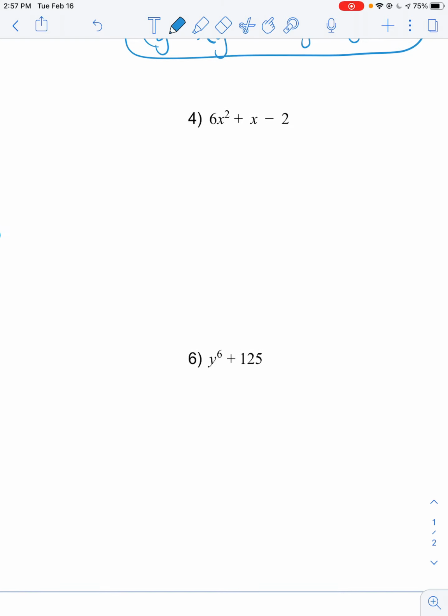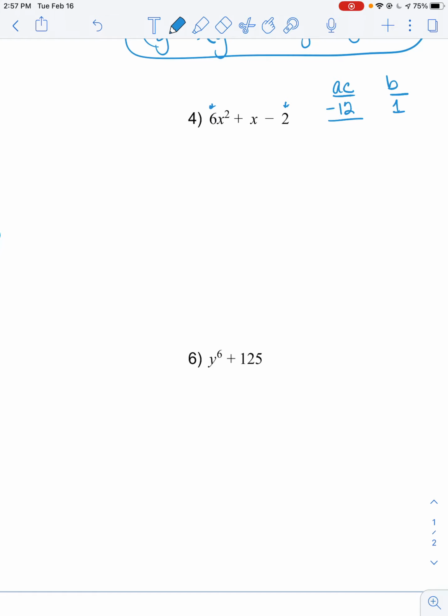Moving on to something like number 4, while there's no GCF to make this any easier, this is a trinomial, and boy, I'm just not up for guessing and checking this. So I'm going to use the ACB method. This method says I take A and multiply it by C, giving me a negative 12, and compare that to B, which is 1.